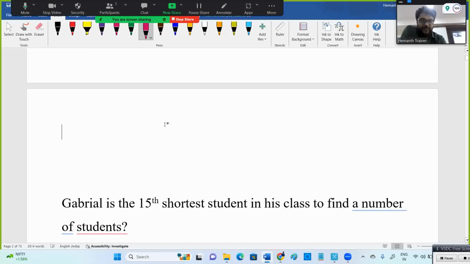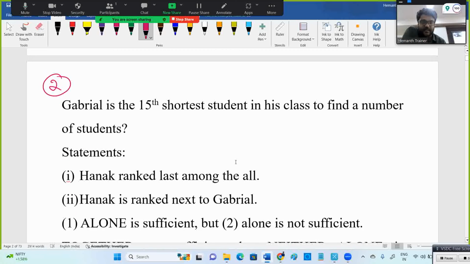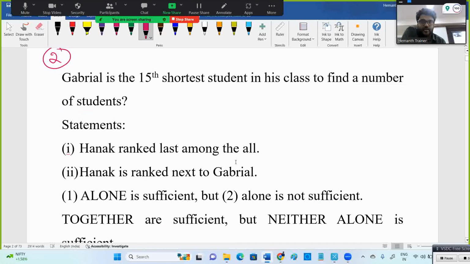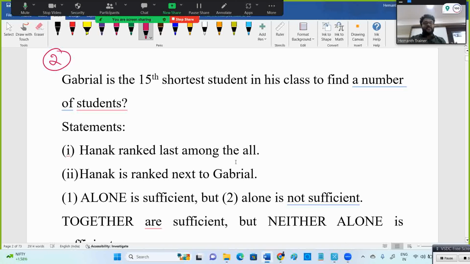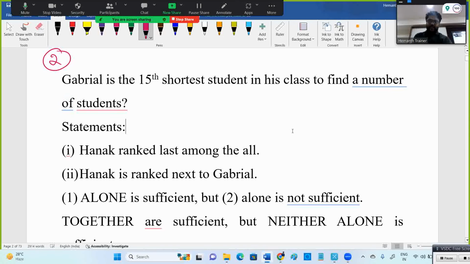Now, see the second question, data sufficiency related. To answer the question, Gabriel is 15th shortest in his class. To find the number of students in that class, which statement is required? They have given 1 clue already. Gabriel is the 15th shortest student in his class. Now to find the number of students in that class, what data do you require? Is it 1 alone or 2 alone, or do you need both together? Which one? So they have options.